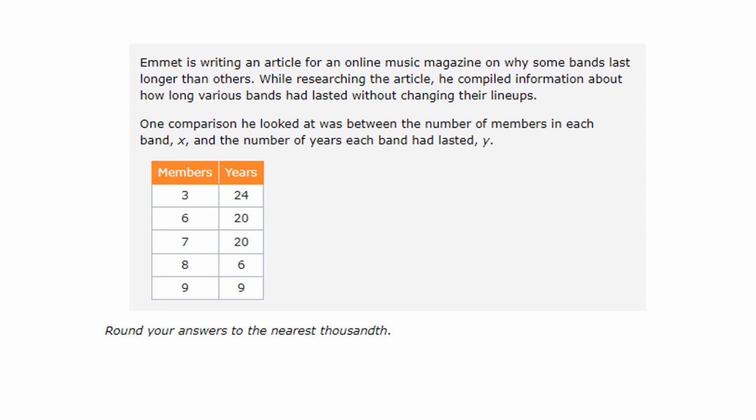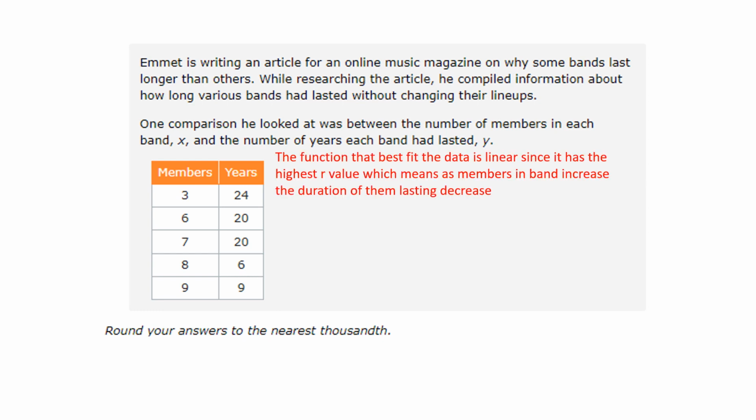I am putting this in decimals right now. You won't see it, but I'm putting it in. When I put this in decimals, I realize that this function is linear because it has the highest R value, which means as the number of band members increases, the duration of them lasting decreases. When something increases and the other decreases, it is a strong negative relationship.